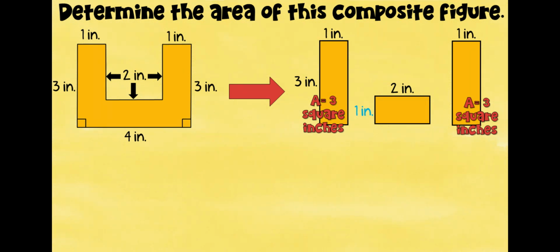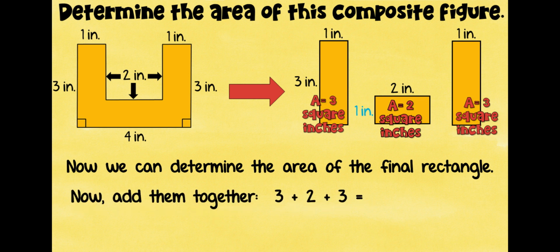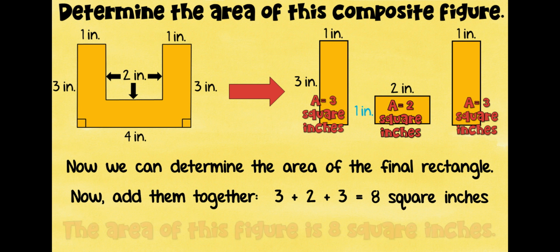So now that we know that, we can find the area of our middle piece, 2 inches times 1 inch. That leaves us with an area of 2 square inches. Now we have 3 different areas happening. So I have to put that all together for my final area. 3 plus 2 plus 3 gets me my final answer of our area, 8 square inches. And once again, if that was a little confusing, finding the missing side, rewind the video and watch it again.